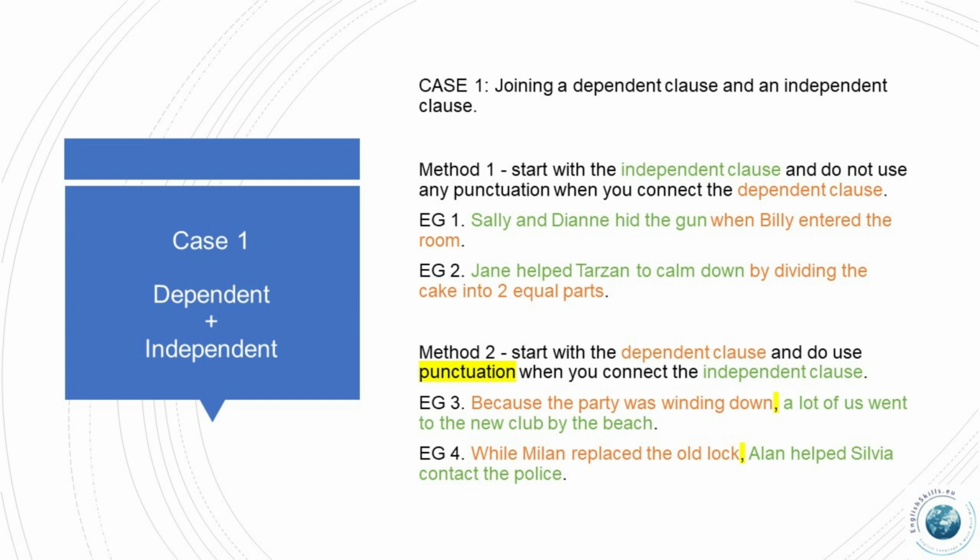Example 3. Because the party was winding down, comma, a lot of us went to the new club by the beach. The first clause cannot stand by itself, however the second could. It's a complete idea. Example 4. While Milan replaced the old lock, Alan helped Sylvia contact the police. The comma tells us, okay, the first clause is dependent and depends on the second clause. The second clause could stand by itself, however here it's creating a bigger picture.